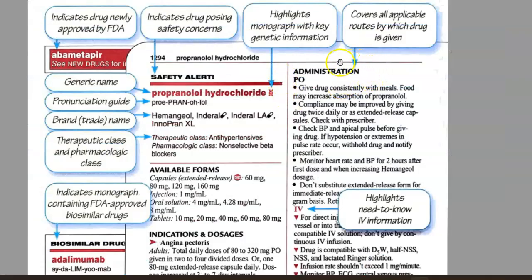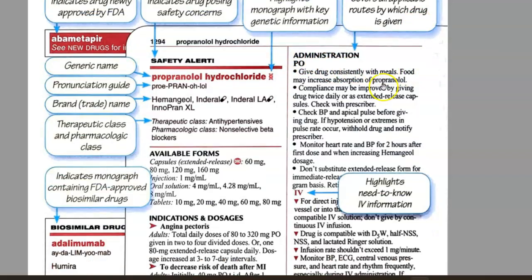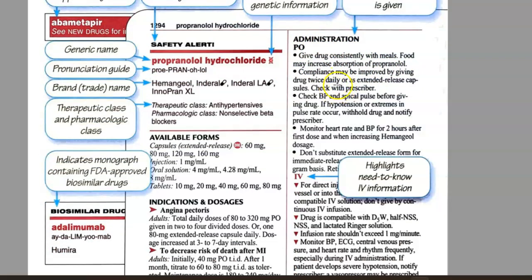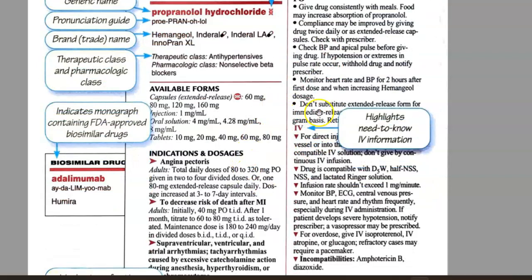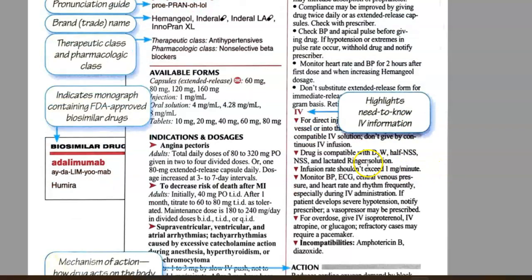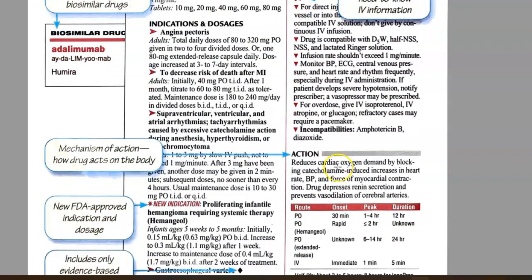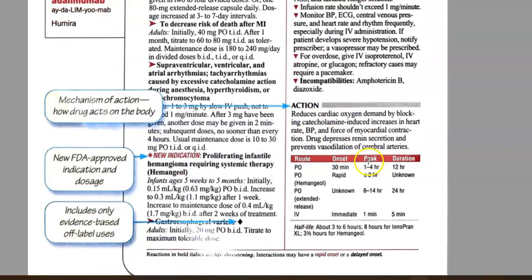And if you would like to find the administration section, this will cover all applicable routes by which the drug can be given. So over here, with this specific drug, it has PO or by mouth, and you also have IVs and so on, depending on how you administer this specific drug. In addition to that, if it's an IV medication, it will include highlights on need-to-know information for IV administration, just like this one over here. And we already went over actions or mechanism of action.